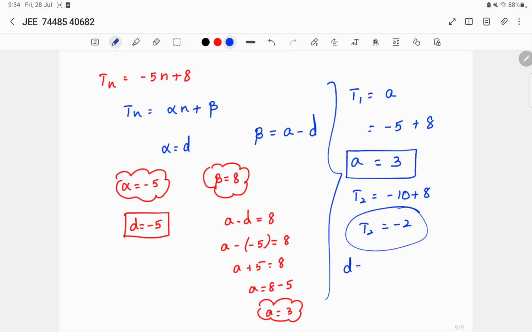Now this d is nothing but t2 minus t1, which is minus 2 minus 3. So d will be equal to minus 5. So the same thing we got here also.